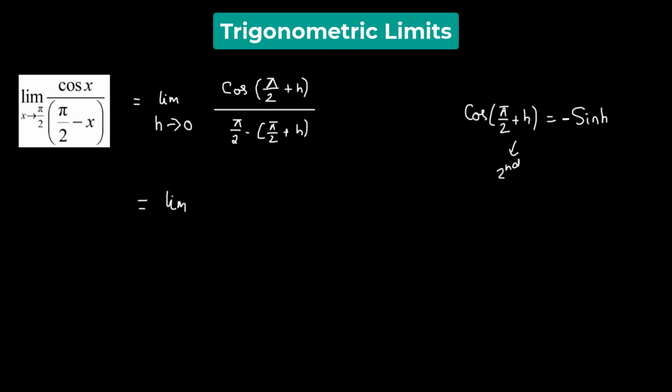So we have the limit as h approaches 0 of negative sin h divided by, so we have pi over 2 minus pi over 2, so that gets cancelled out, leaving us with negative h. So the negative and negative get cancelled, leaving us with the limit as h approaches 0 of sin h over h. So as per the definition, the limiting value is going to be 1. So this is the final limiting value of the given trigonometric function when x approaches pi over 2.